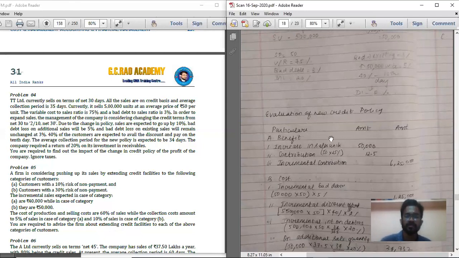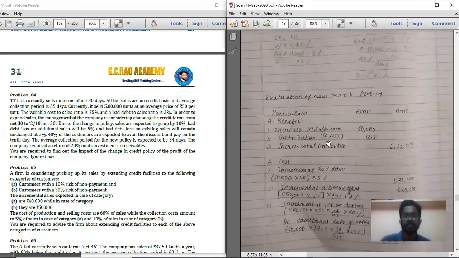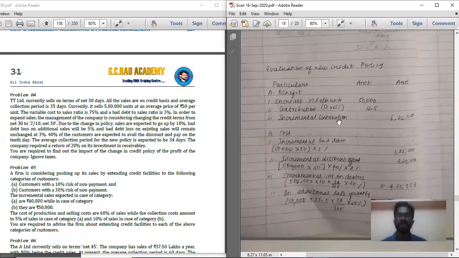So now it is simple. They have given us the benefit data and cost data. We just have to calculate the incremental figures. We don't have to calculate all the data, present and future, like present policy and proposed policy. We just have to calculate incremental benefit and cost so that we can find the incremental net benefit. So below that, put the heading: statement number 1, evaluation of new credit policy.